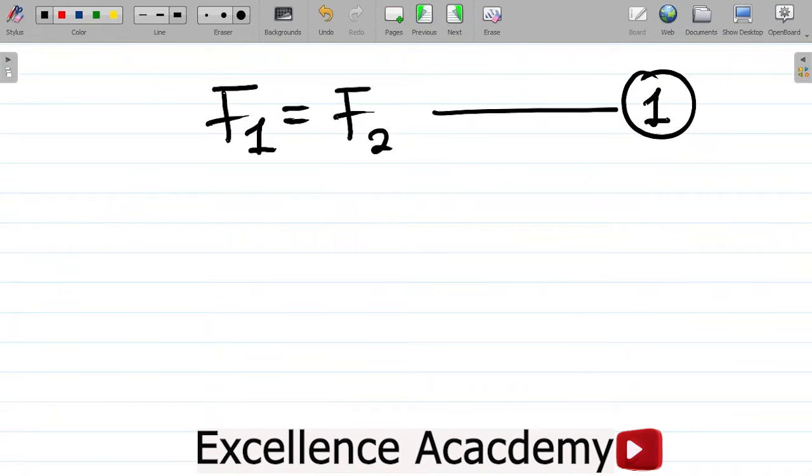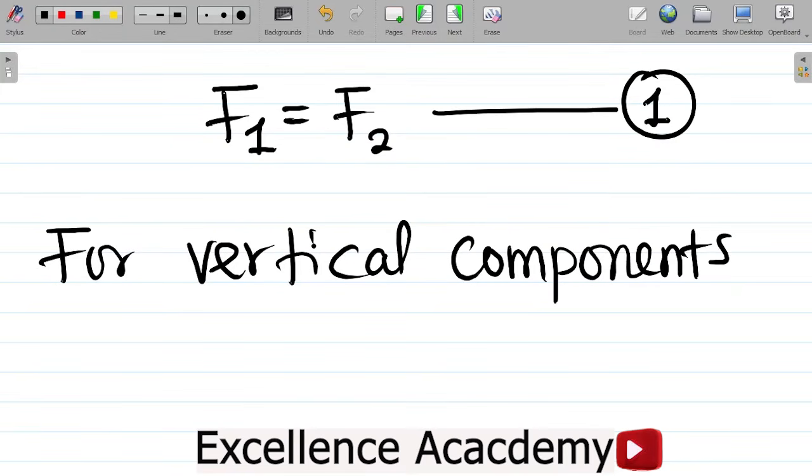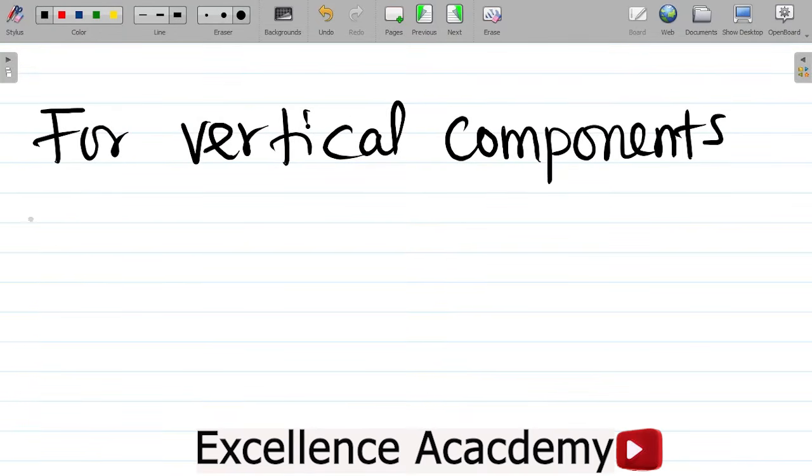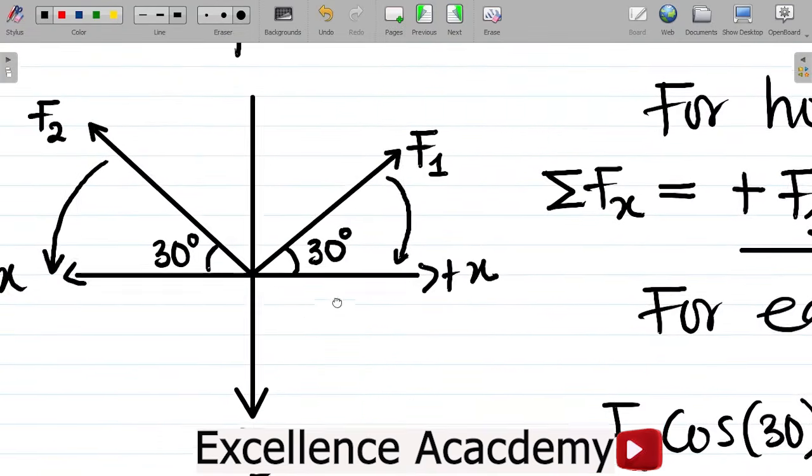Let's get the vertical components. So let's try resolving the vertical components. For vertical components, what do we have? We also have that sigma, that's the sum of F in the y-axis, or the vertical component. What do we have there?